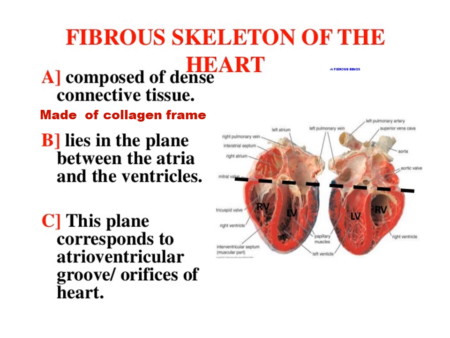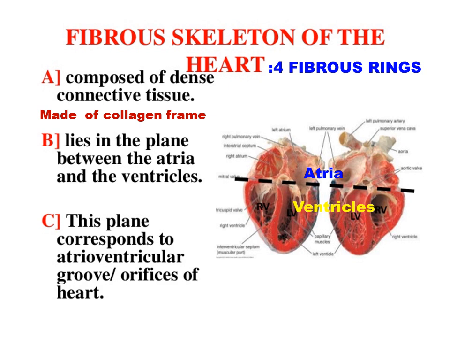The fibrous skeleton of the heart consists of four fibrous rings composed of dense connective tissue made up of collagen fibers. They lie in the plane between the atria and the ventricles. This plane corresponds to the atrioventricular groove and the orifices of the heart. So, it is composed of dense connective tissue mainly consisting of four fibrous rings.